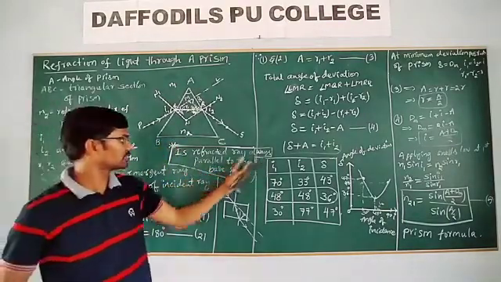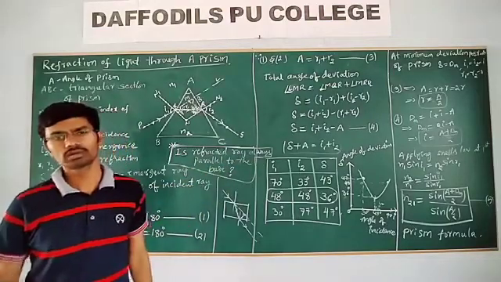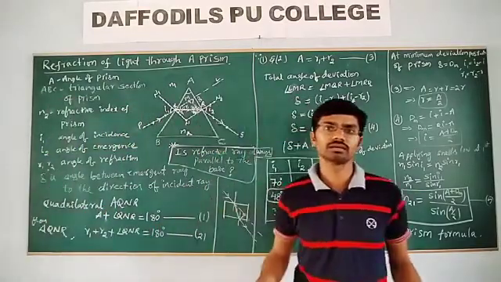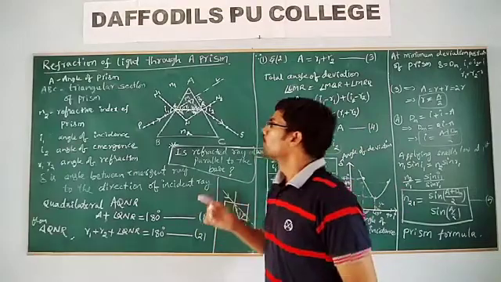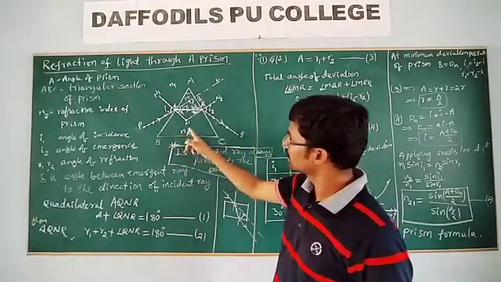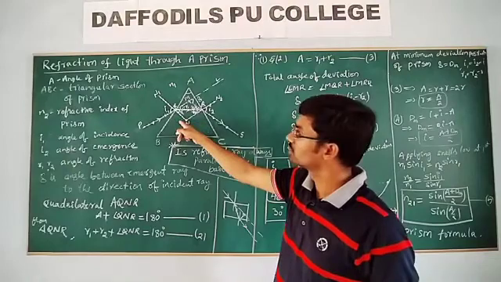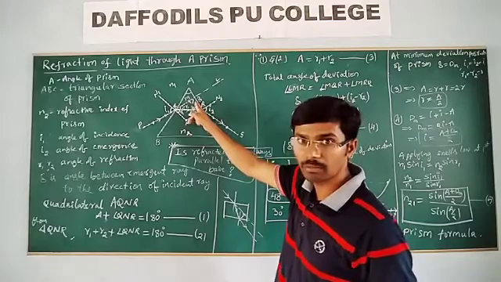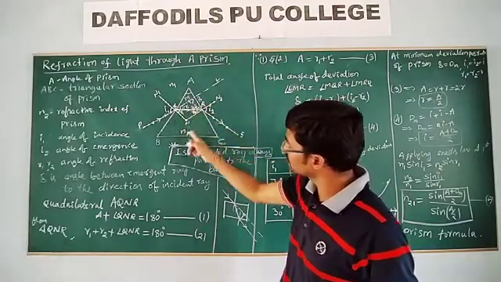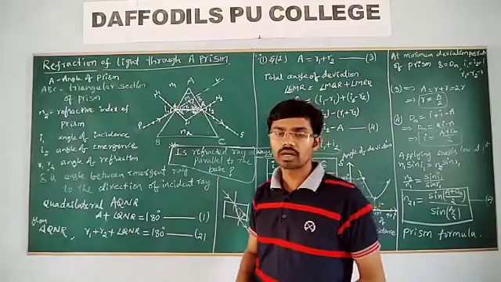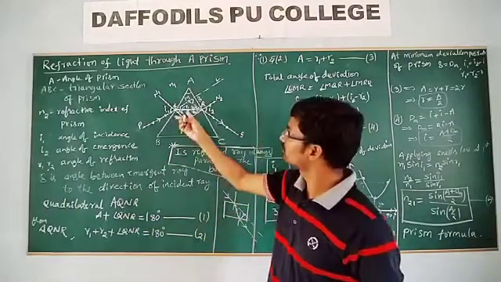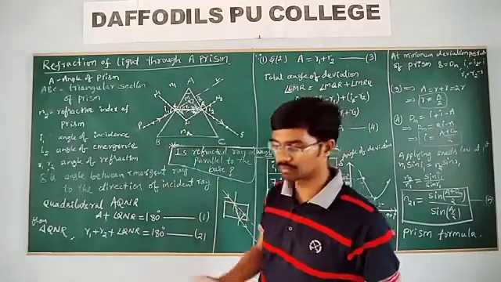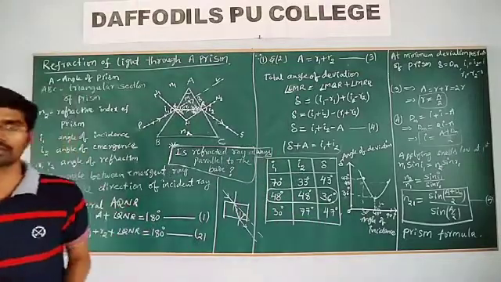Is the refracted ray always parallel to the base? No. It is not always required to be parallel. Then when is it parallel? Only at the minimum deviation position. That means the angle of incidence and angle of emergence are equal. Only for that, deviation is minimum. In that case only, this refracted ray is parallel to the base of the prism. Other than these angles, the refracted ray is not exactly parallel, but it makes some angle.